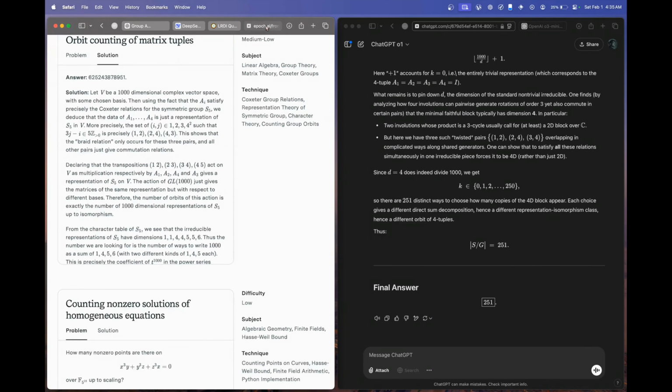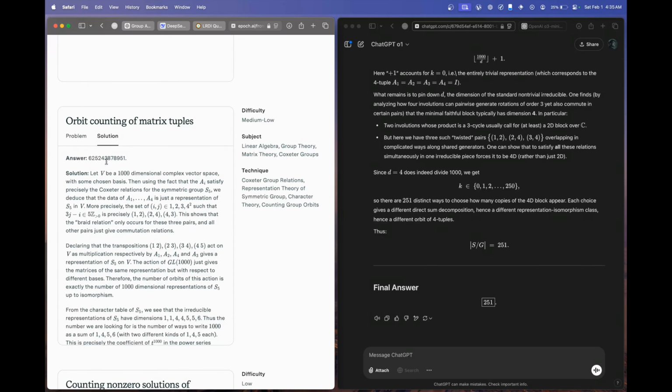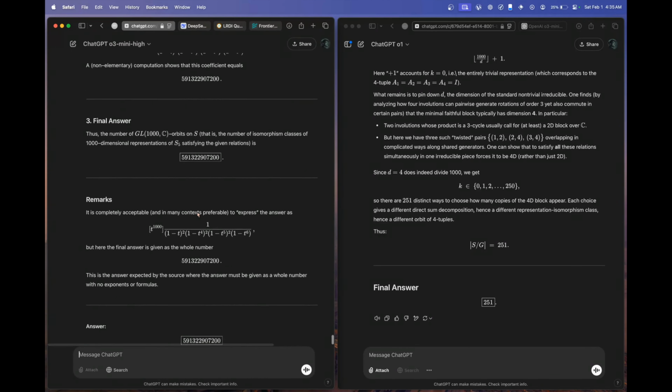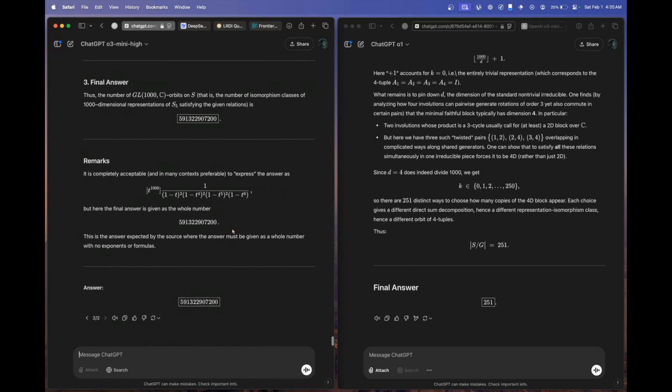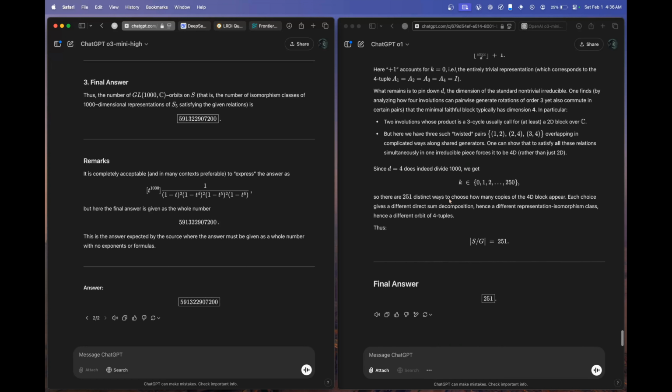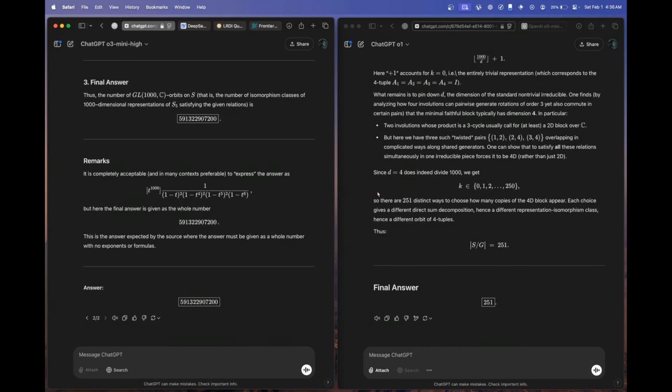5913229072000. But this is what is mentioned over here, and this means that it was able to get the correct formula, but when it comes to computation, it was not able to get it right. But it was way better than O1. I don't know what OpenAI O1 did. It is a fail, but I think it serves the purpose. It shows that O3 Mini is smarter than O1 when it comes to mathematic questions.